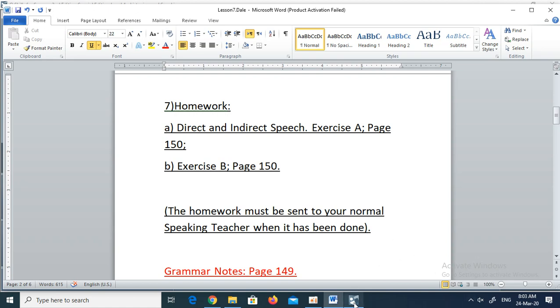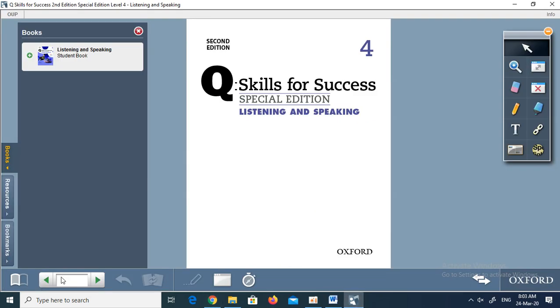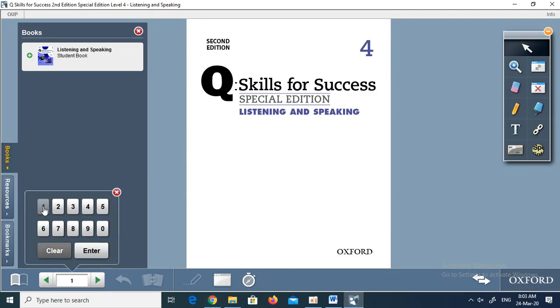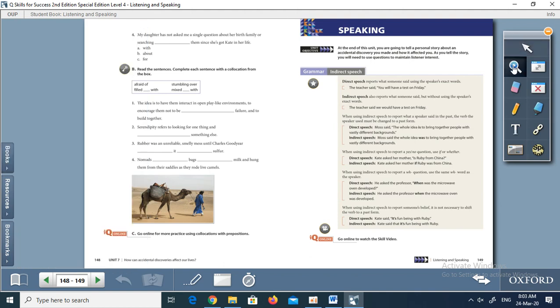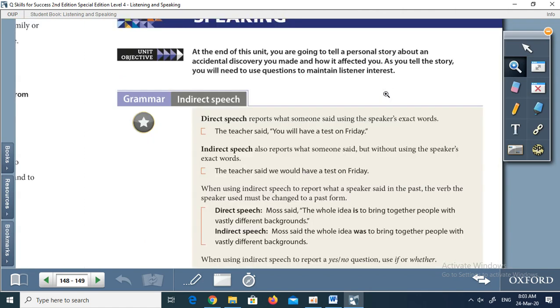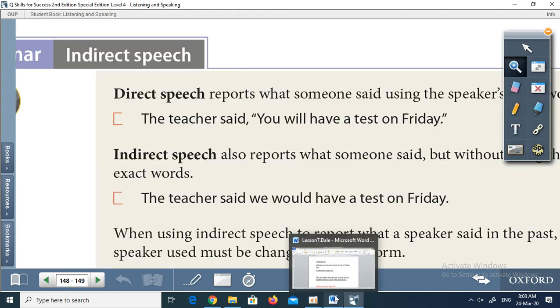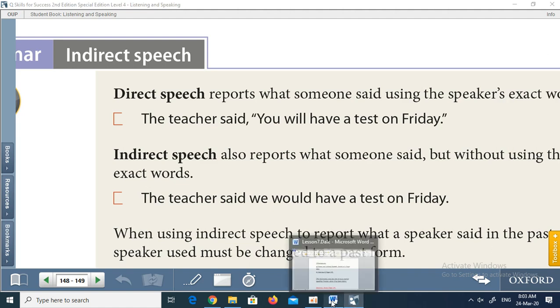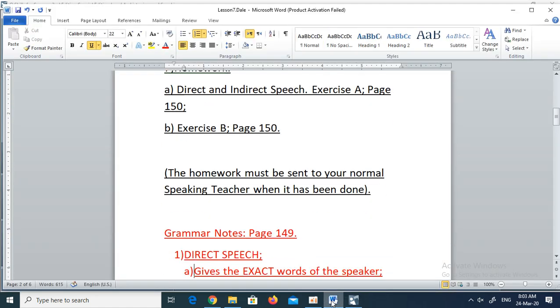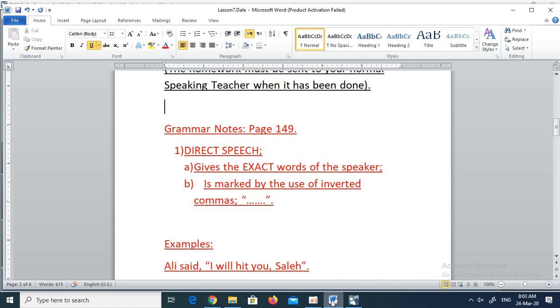All right, so we are all on page 149, and I need you to turn there in your books to follow with me. It is the section here on direct and indirect speech. Let us give a few definitions.